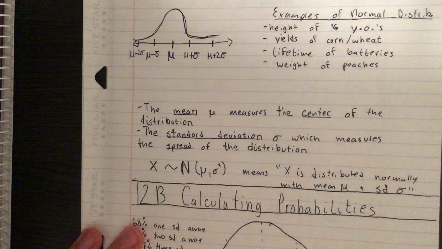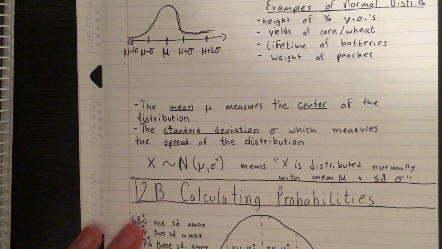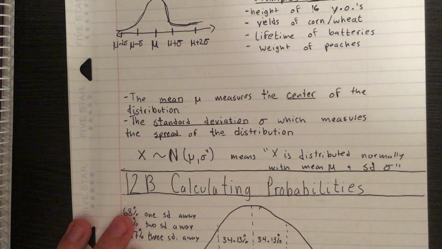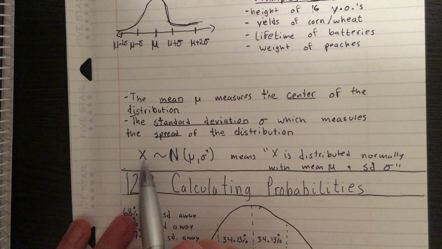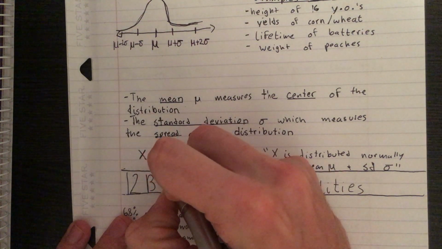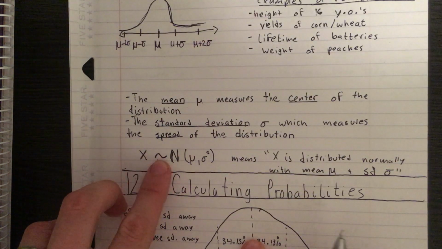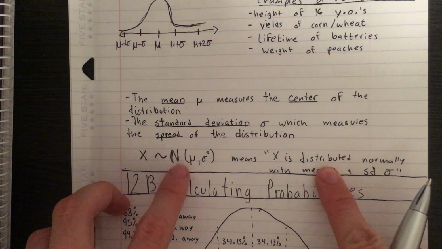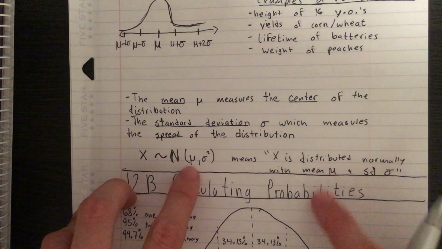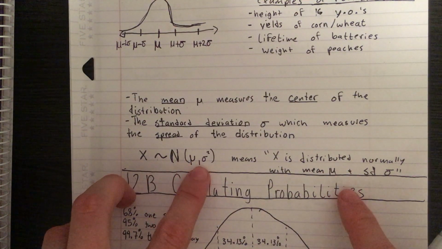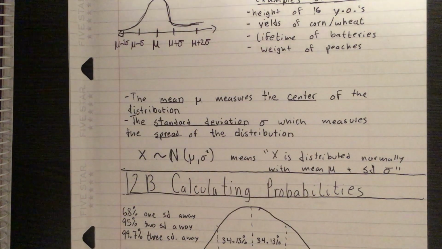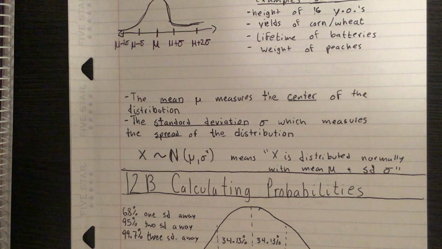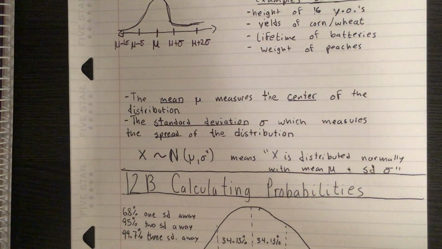So the notation that you all are going to see to indicate a normal distribution, some things that we need to recognize here. If you see this X, we read this as X. This symbol right here, we read this as "is distributed." And then the N stands for normally, with a mean of mu and a standard deviation of whatever that is at that moment. So that's just kind of a vocabulary introduction there.